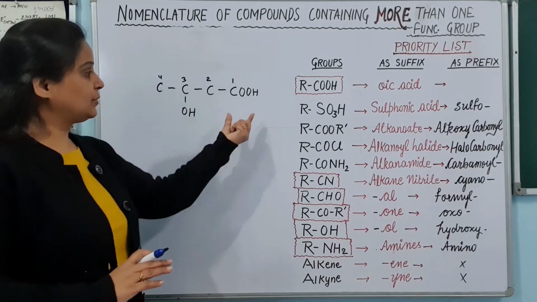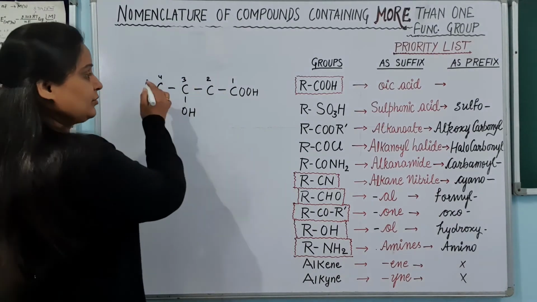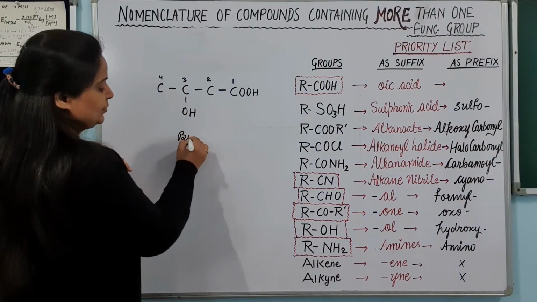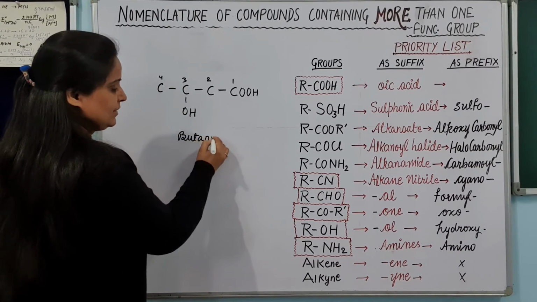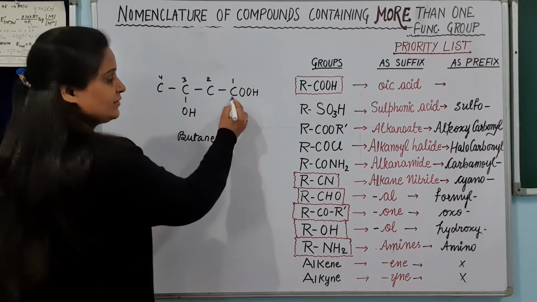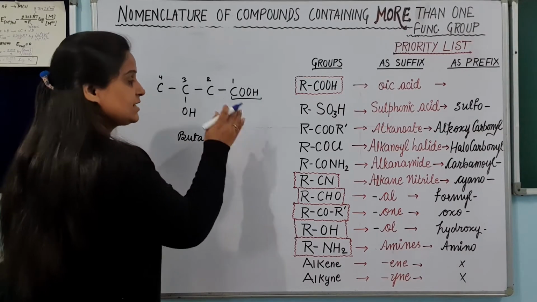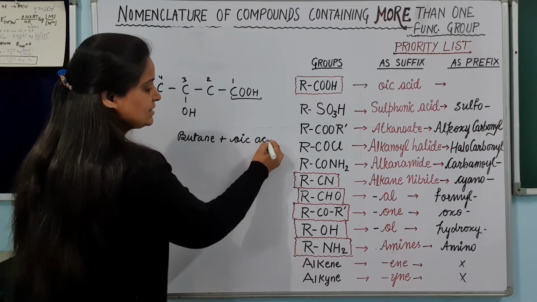ठीक है. तो मैंने ये numbering कर दिया. अब ये numbering change नहीं हो सकती. फाइन. Now how many carbons are there? 4. तो 4 के लिए क्या हुआ? But. No double bond, no triple bond, means it is an. Okay. Now what is the functional group? सफिक्स बनाएंगे उसका. तो functional group is COOH. इन COOH के लिए the suffix is oic acid.